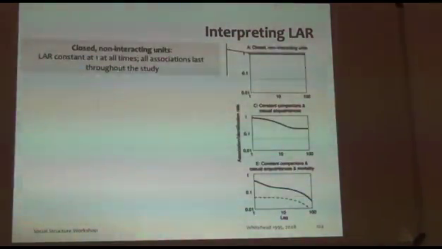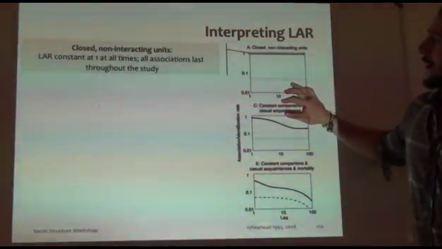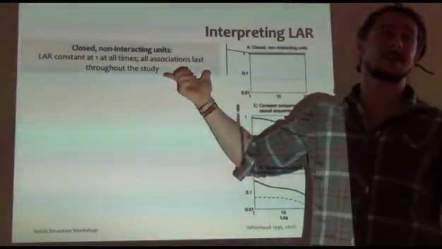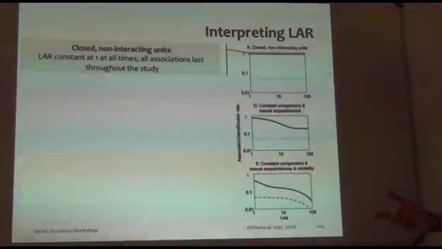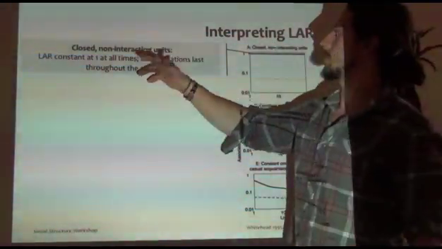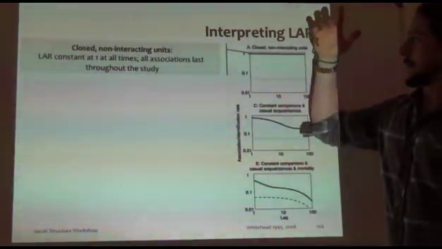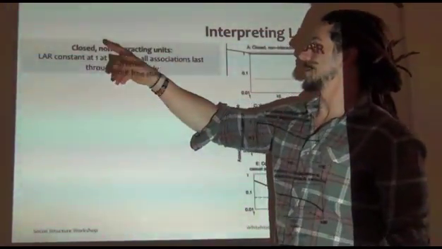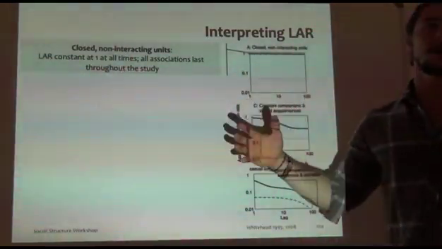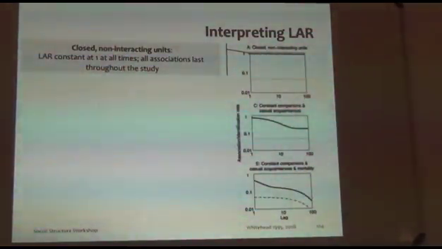Okay, so let's get some more details on this, and that's pretty much it. I will explain each scenario again with a little more interpretation of what it actually means, and then we can try to plot them with some real data, see how they look, and tomorrow we'll fit the models together. So again, this case will be called closed non-interacting units: the lag association rate is constant and high all the time. Everybody interacts with everyone forever.